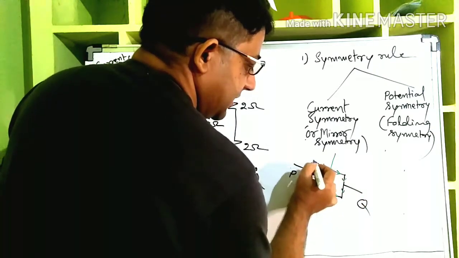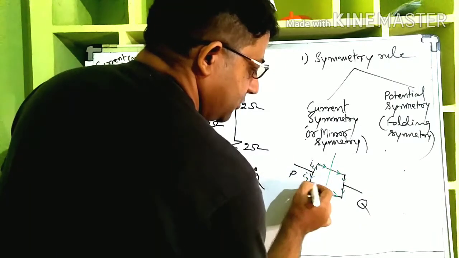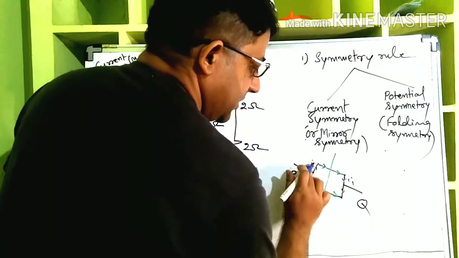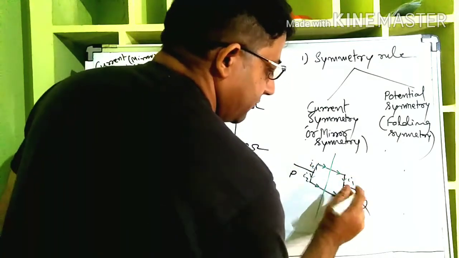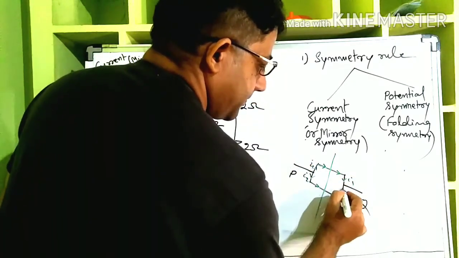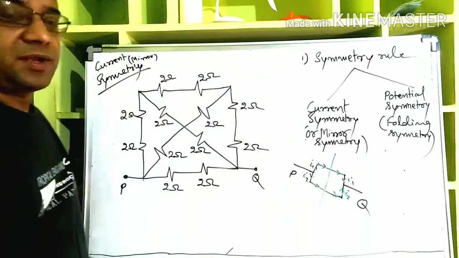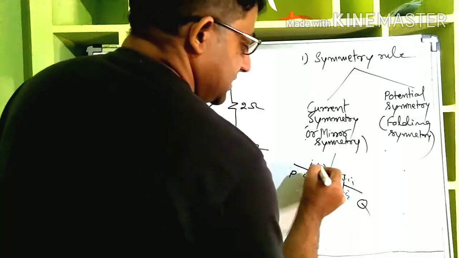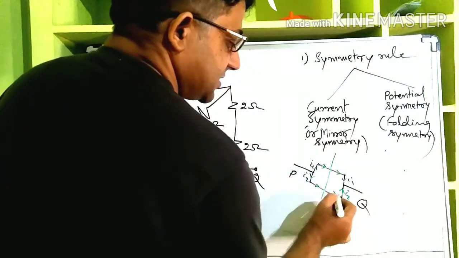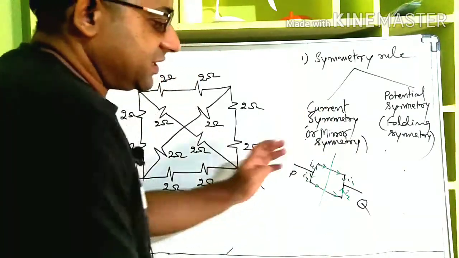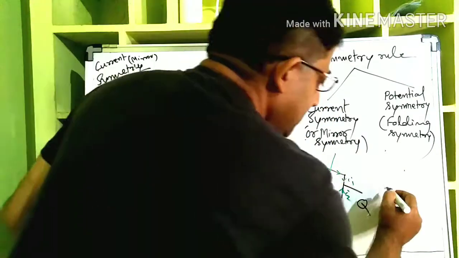So if the currents here are I1 and I2, then here the mirror image of I1 will be I1, and I2 will come like this, and I2's image will be I2. And this current will be the same as this current. Anyway, current symmetry means the currents are the same. That's why we call it current symmetry.